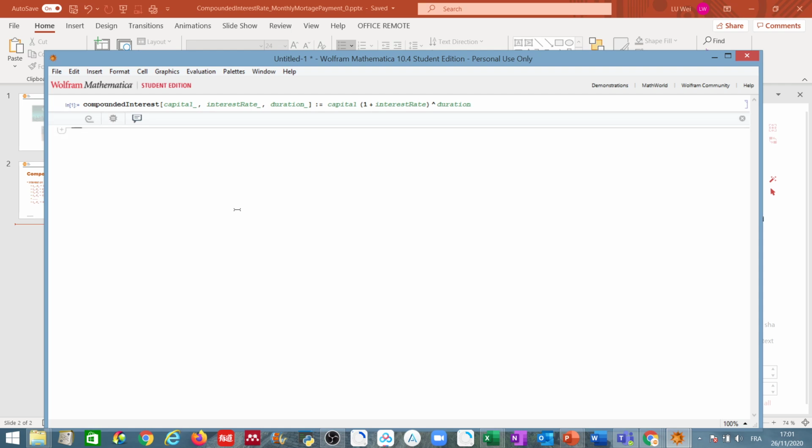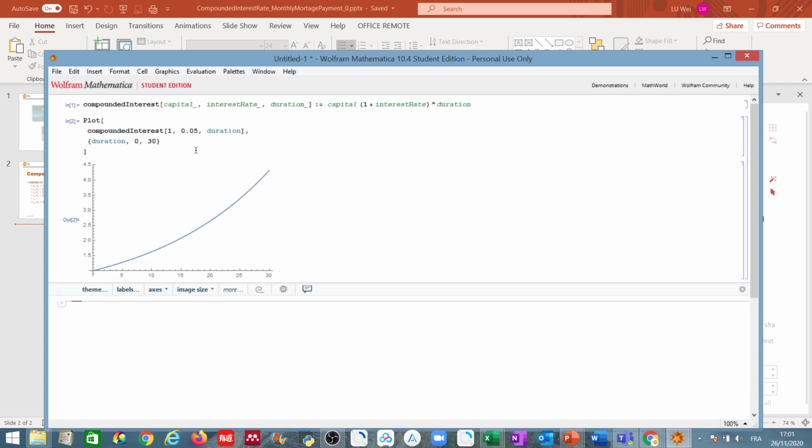We can draw out this function to see what it looks like. So, plot. I'm just showing you what this function looks like. You don't have to master this software during this term. I'm just showing you. For example, we have a capital of €1 with an interest rate of, for example, 5%, and with the duration from 0 to 30 years, like this. And we can draw this function like that.